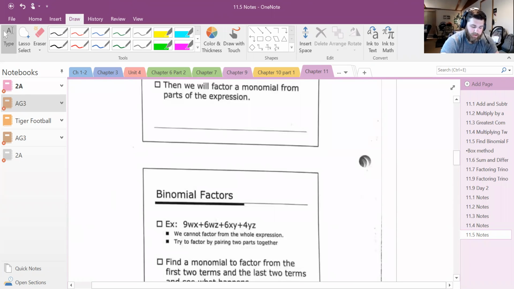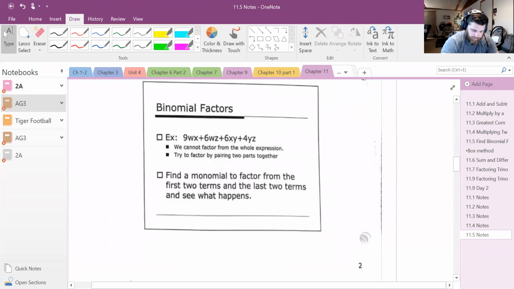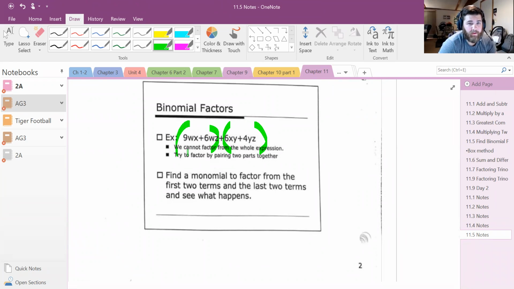Binomial factoring is a little bit different. Okay, so what we're going to end up doing, and the directions tell you this, we can't factor a monomial out of the whole expression here. So what they want us to do is something called factor by grouping, where you group the first 2 terms and you group the last 2 terms, and you see what you can pull out. Okay, now it doesn't have to be the same thing. It can be 2 different things, but you're seeing what you can pull out and watch what happens.